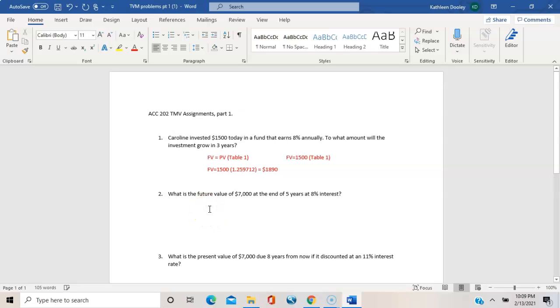So again, we have FV equals PV times table 1. And so that's going to be FV equals 7,000 times table 1.